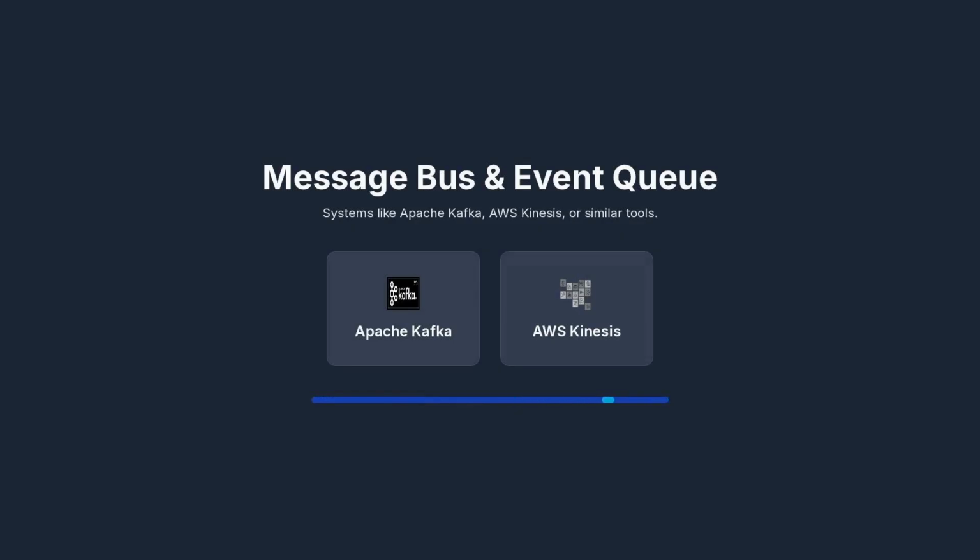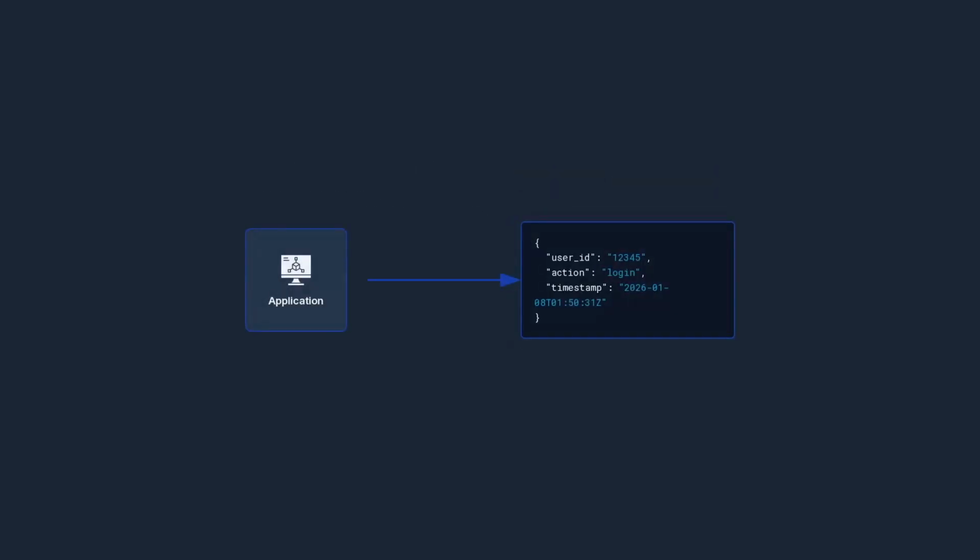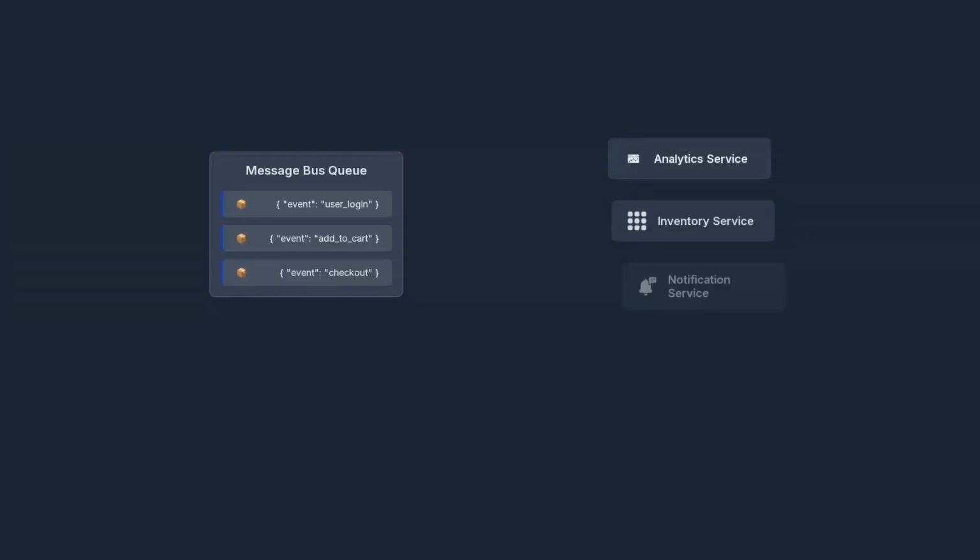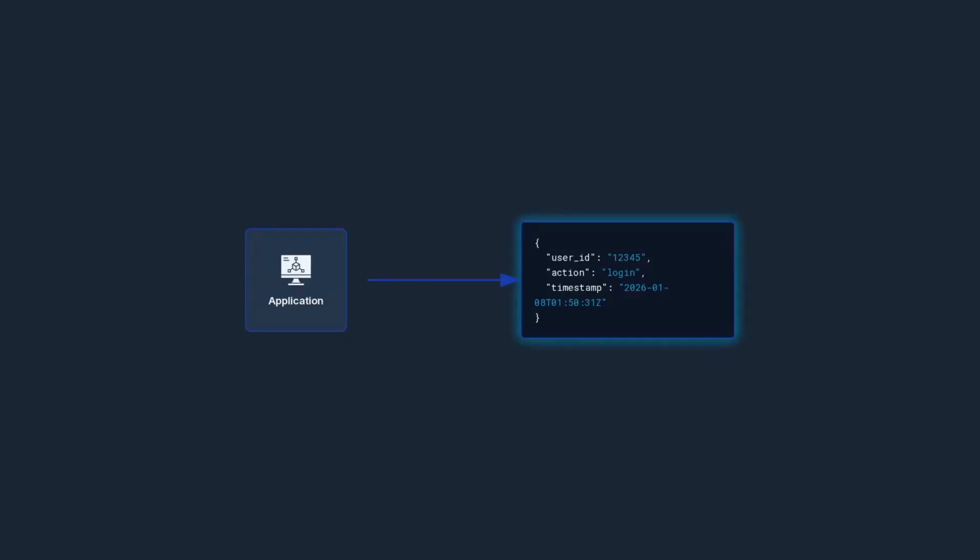Systems like Apache Kafka, AWS Kinesis, or similar tools. The application sends an event as a JSON payload. That event is pushed into a message bus. The bus acts as a high-speed buffer, holding events temporarily so other services can read them. This decouples the front-end application from the rest of the pipeline. The app doesn't need to know who will process the event. It just needs to publish it to the queue and move on.